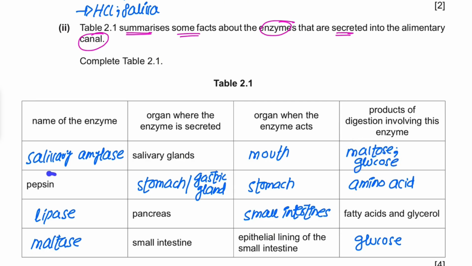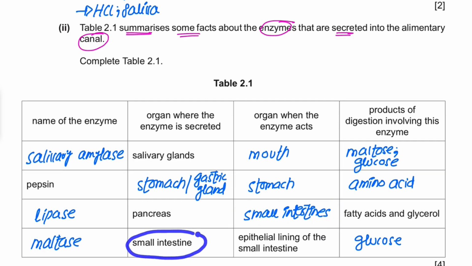They gave you the name of the enzyme here, pepsin. So the pepsin is released, and you could say either stomach or the gastric gland. And the organ where this pepsin acts is the stomach. And we know when the pepsin acts on the proteins, it would break them down into amino acids. Then they gave you the pancreas here, and the product of the digestion, they are saying, is fatty acid and glycerol. So this is simple, the name of the enzyme is lipase. And the organ where the lipase would be working is the small intestine.